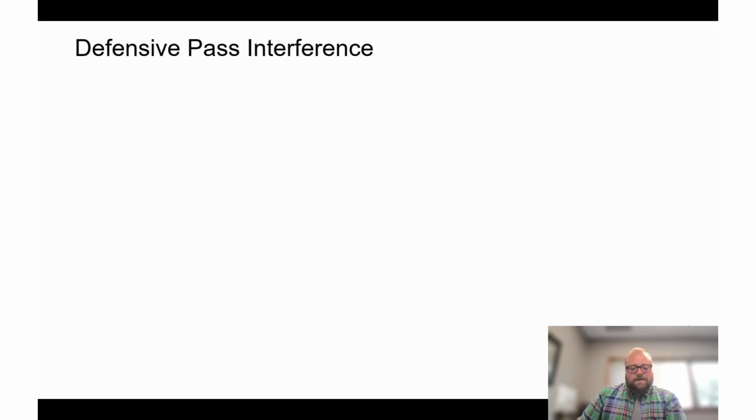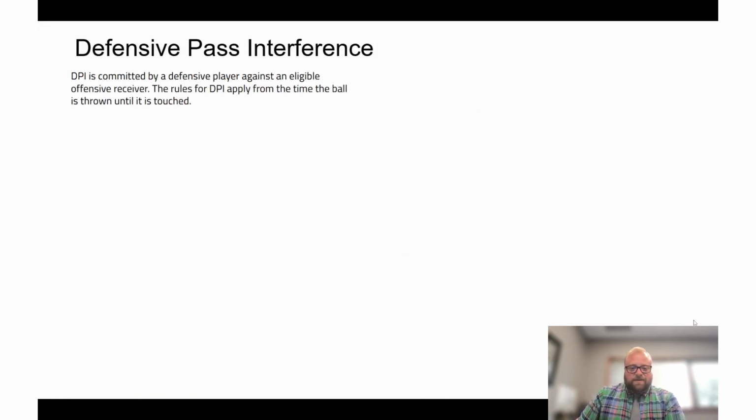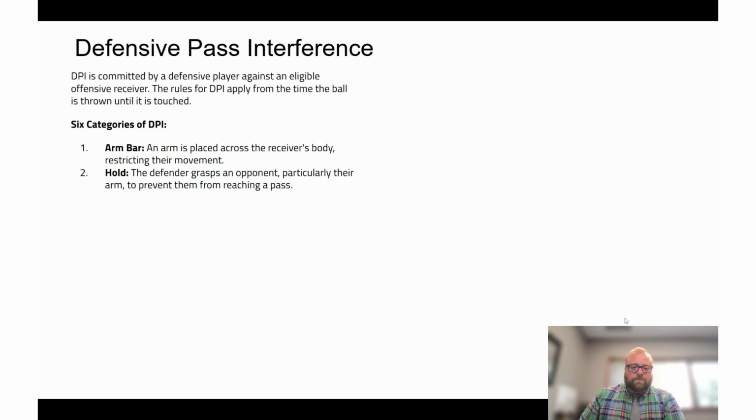Defensive pass interference. Defensive pass interference is committed by a defensive player against an eligible offensive receiver. The rules of DPI apply from the time the ball is thrown until it is touched. There are 6 categories of defensive pass interference. An arm bar, where an arm is placed across a receiver's body, restricting their movement. A hold, where the defender grasps an opponent, particularly their arm, to prevent them from reaching a pass.